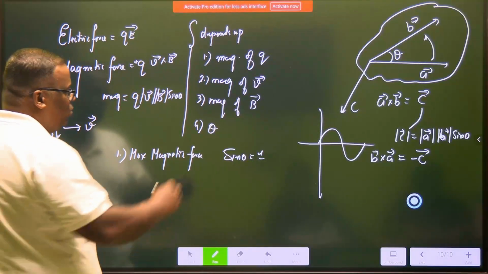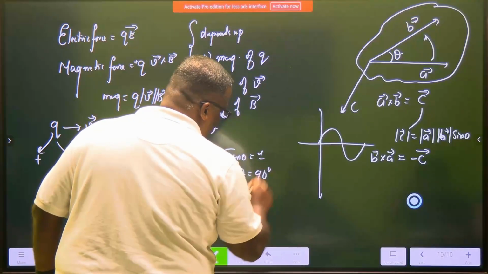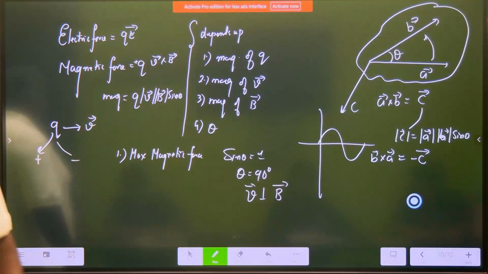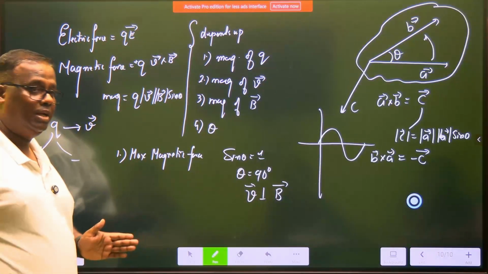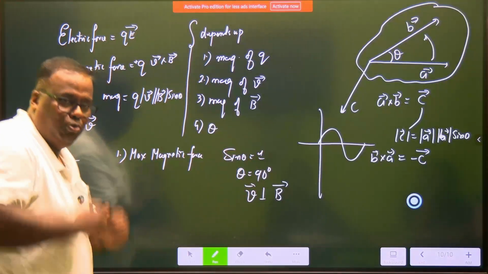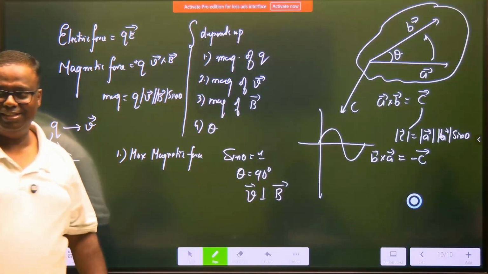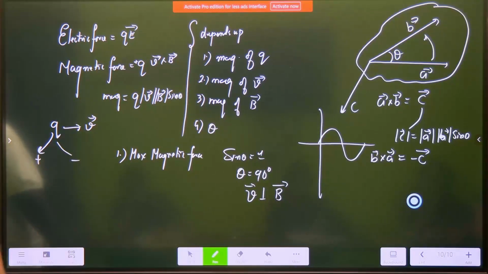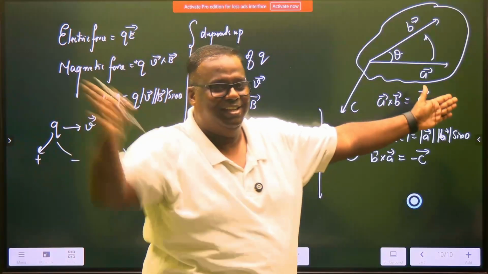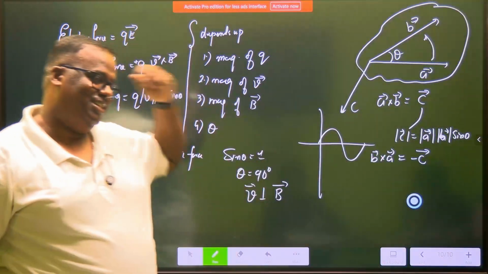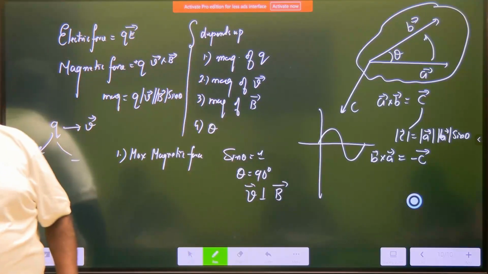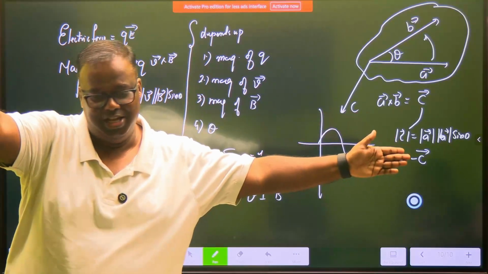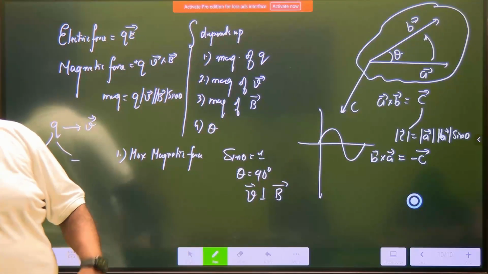And sine theta equal to 1 means theta is 90 degrees, which means V as a vector should be perpendicular to B. Very interesting. See, the magnetic field is in this direction. The charge should move in this direction. Then only the magnetic force is maximum. Something like this. Actually, when you study electromagnetic waves, you'll see like this. One is this, and you have to move 90 degrees to the direction of both. You can actually feel it.